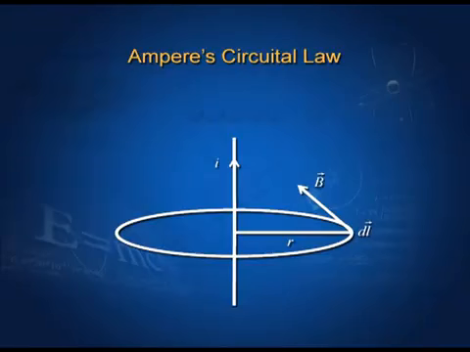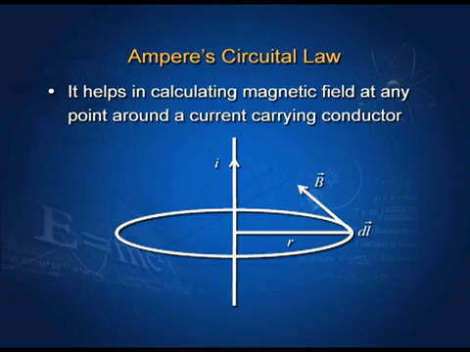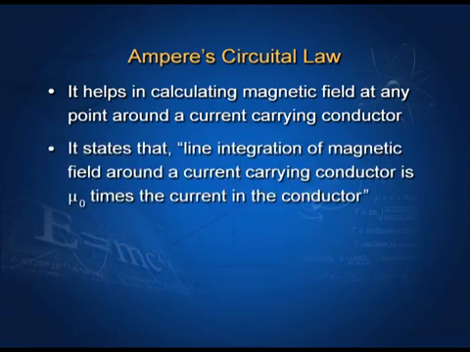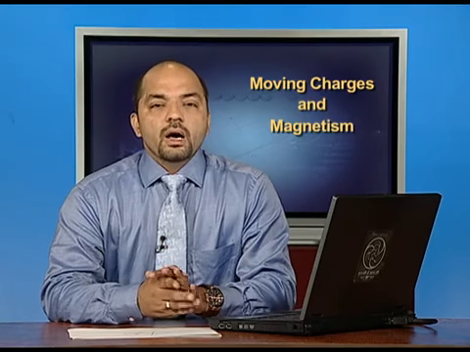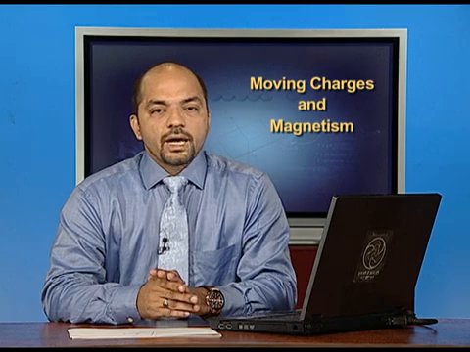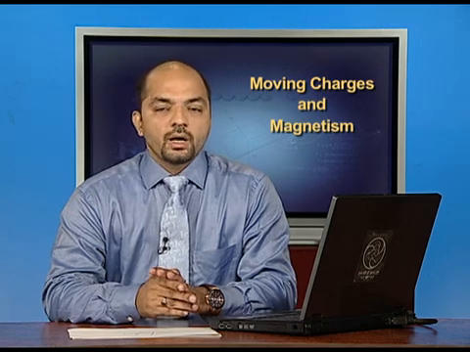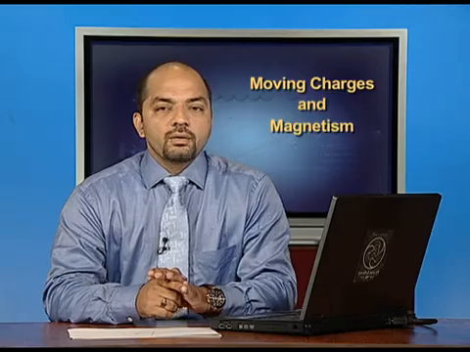Ampere's circuital law. This law helps in calculating the magnetic field at any point due to a current carrying conductor. It states that the line integration of the magnetic field around a current carrying conductor is μ₀ times the current in the conductor. If the currents in the conductor are I1, I2, I3 and so on, then we can write ∮B·dl for the whole loop equals μ₀ times the net current through the conductor.